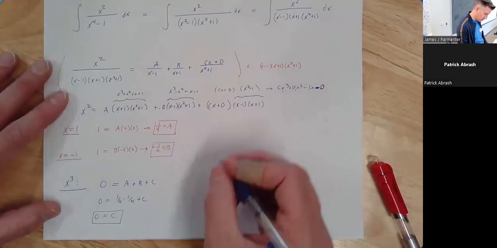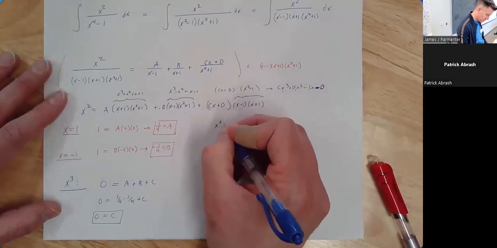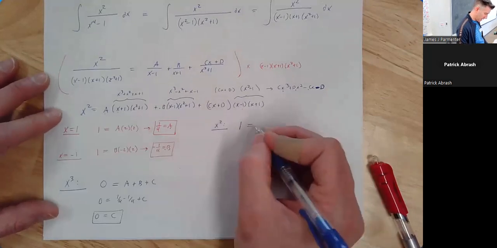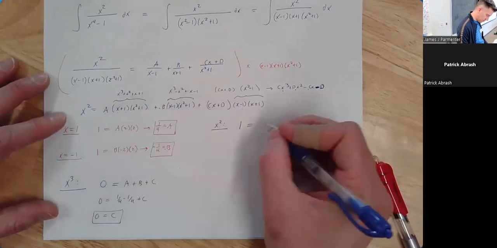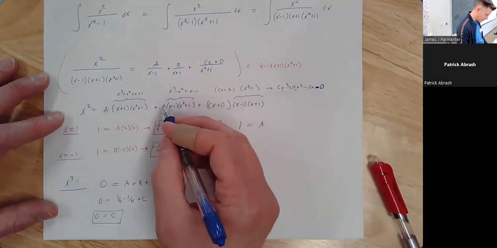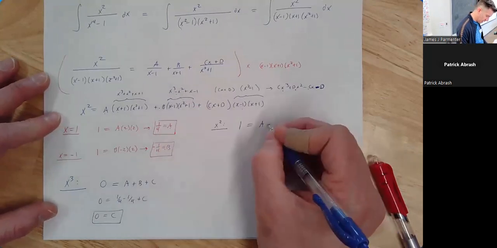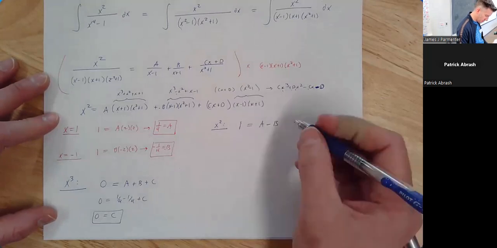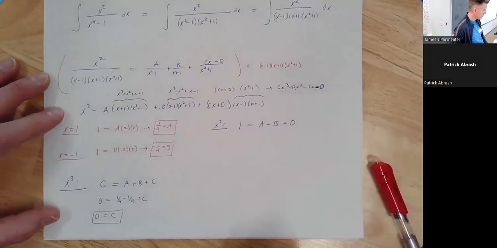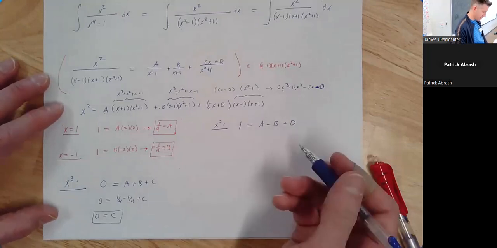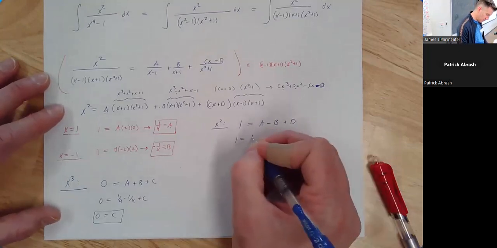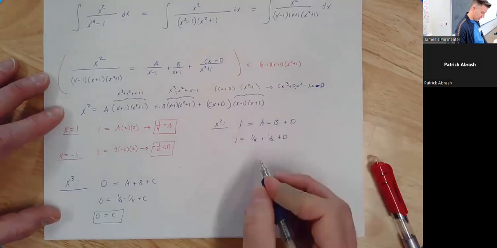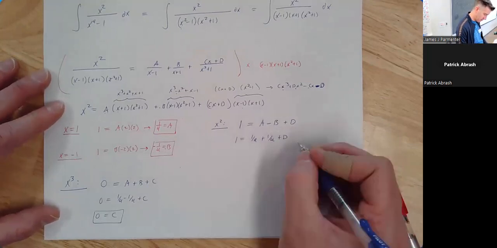So let's look at the x squared terms now. For x squared on the left-hand side, I have 1. On the right-hand side, I would have an A times x squared, and B times negative x squared, so A minus B, and no C times x squared, but I do have a D times x squared. So plugging in our known values of A and B, you get 1 equals 1/4 minus 1/4 plus D, so it looks like D is equal to 1/2.